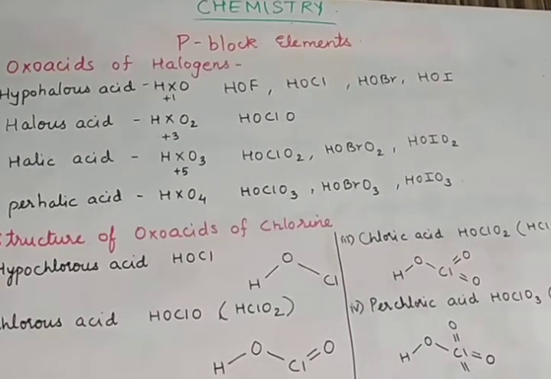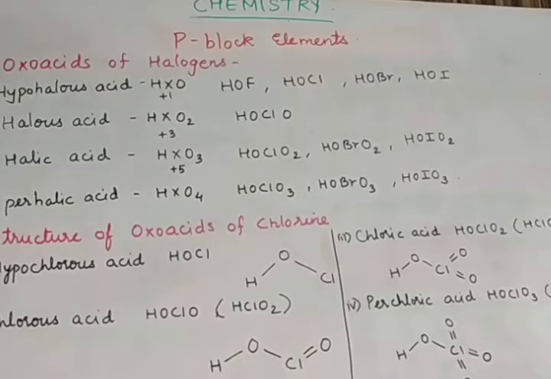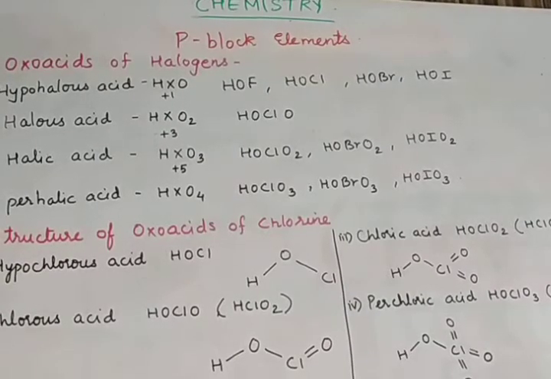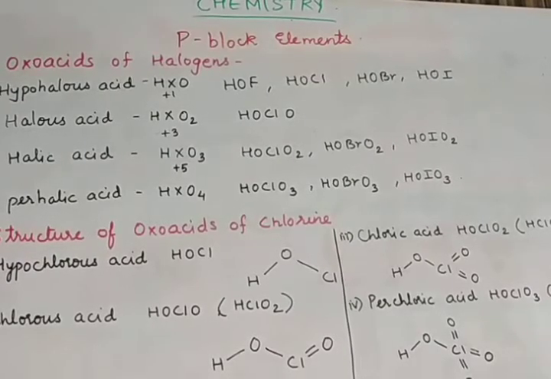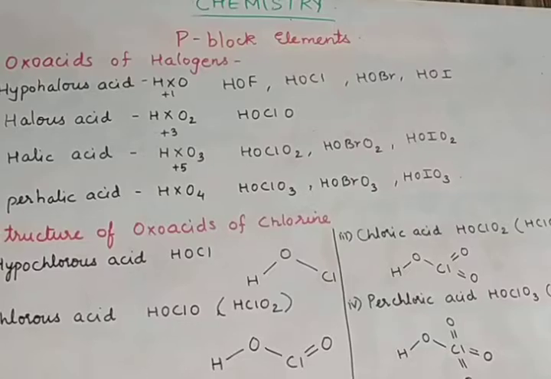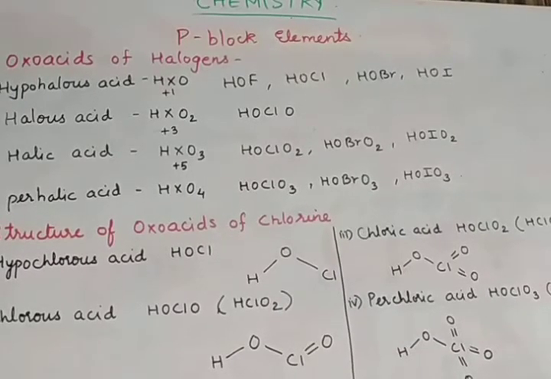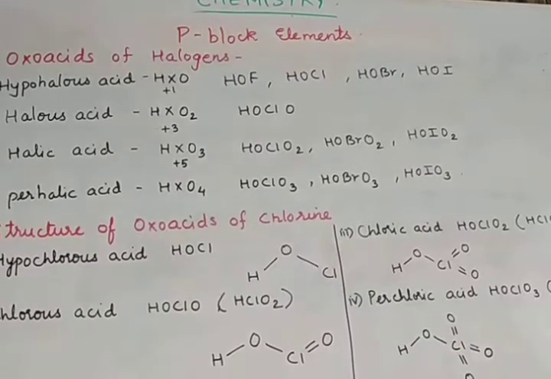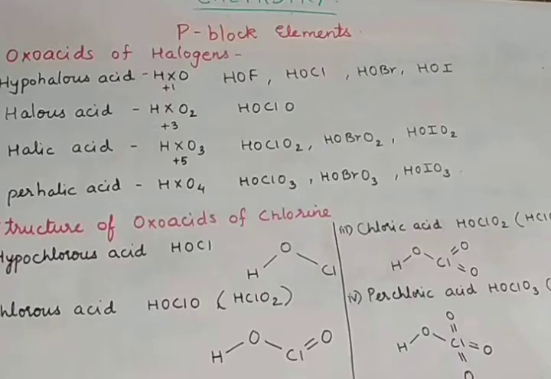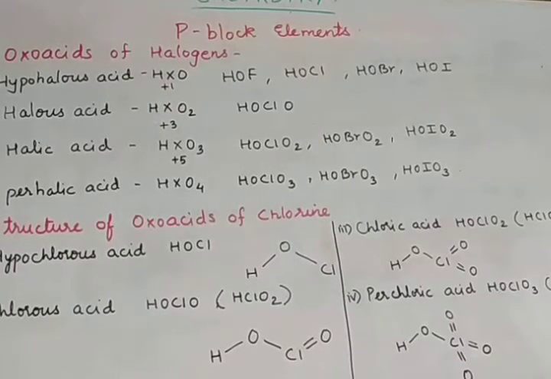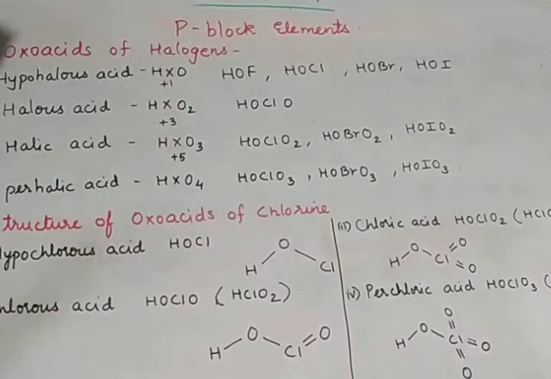I can call HOF hypofluorous acid, and HOCl hypochlorous acid. Like that I can name the acids. Now the oxidation state of the halogen in such hypohalous acids will be +1. That is written over here. X will be +1. Halogen will be in the +1 oxidation state.